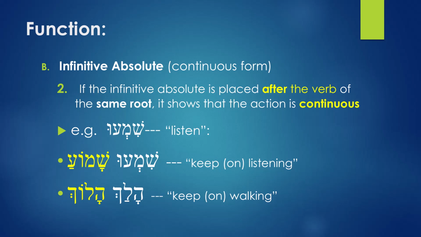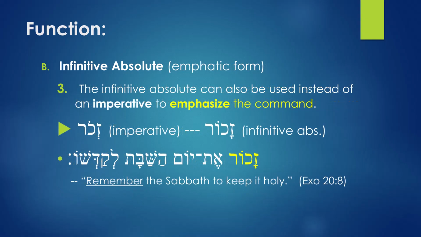Continuous action. And so when the infinitive absolute is placed after the verb of the same root, it shows that the action of the verb is continuous. And remember, the verb can be in the perfect or imperfect tense. Then we move to function number 3. The infinitive absolute can also be used instead of an imperative to emphasize the command. The infinitive absolute can be used in place of an imperative to give emphasis to the command.